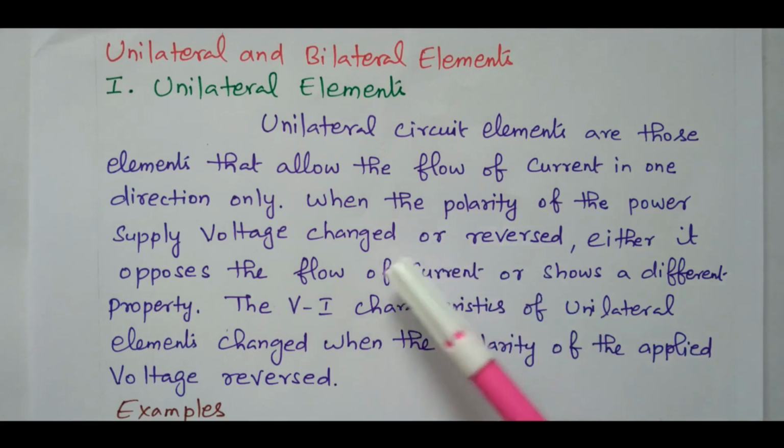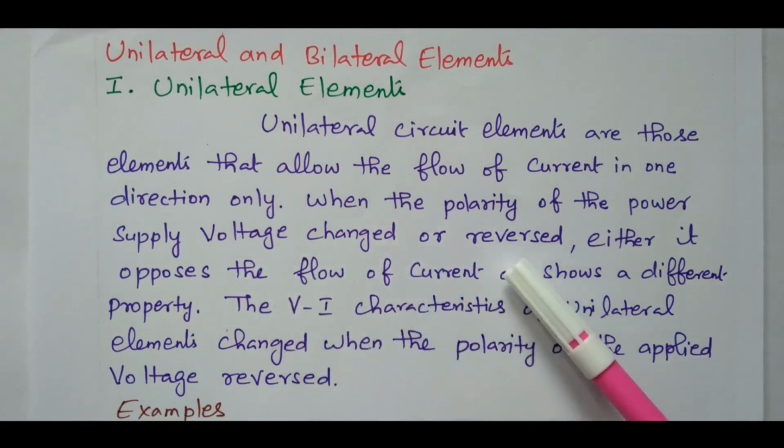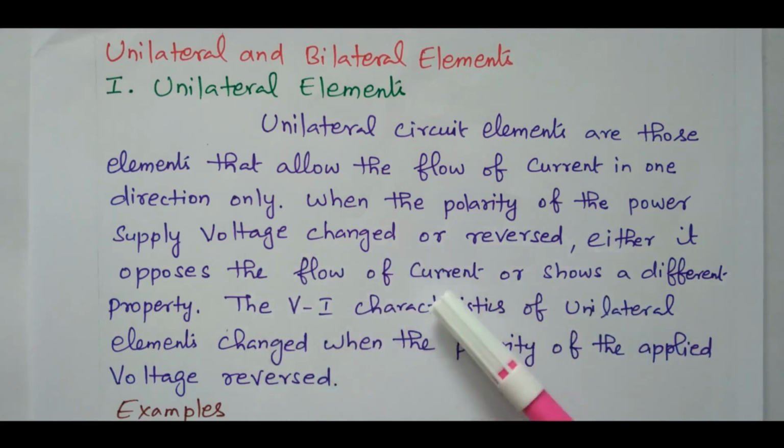So when the polarity of the power supply is changed or reversed, either it will oppose the flow of current or show a different property. The current will flow in only one direction. Suppose if you reverse the current or reverse the polarity, it will work with different characteristics. So that is called unilateral. Unilateral means only one direction. If the direction changes, its property will change.